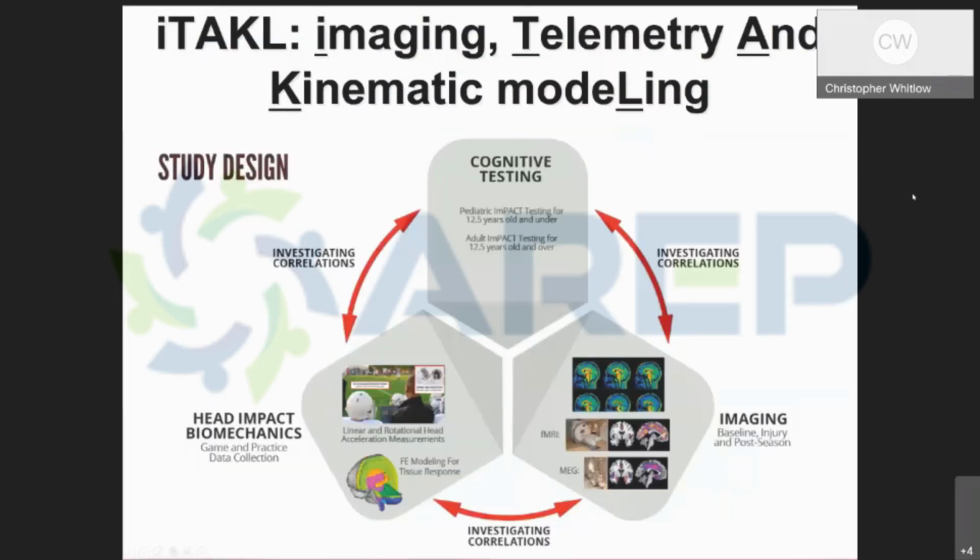And this is part of a multi-year IRB-approved study funded by NINDS that we call ITACL, in which we're measuring head impact biomechanics as well as pre- and post-season cognitive testing and neuroimaging.